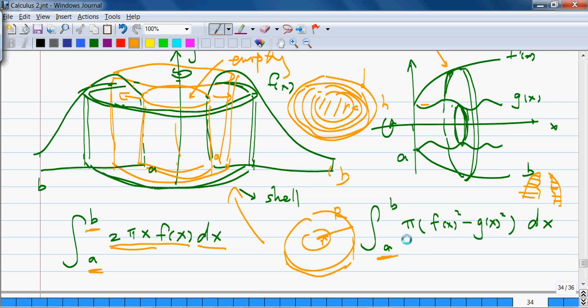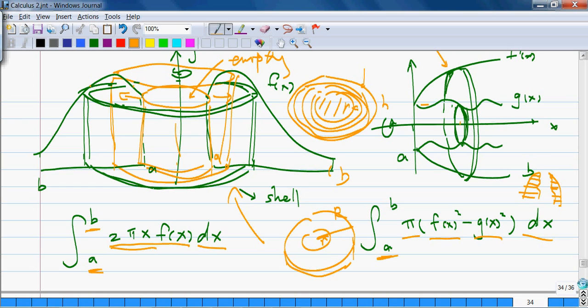So the integral, again, is pi times big R squared minus small r squared, the outside radius squared minus the inside radius squared, multiplied by the thickness, and you sum them up. These are two special cases where you can use only one of them, while the other does not work because of the difficulty in defining the top and bottom function.